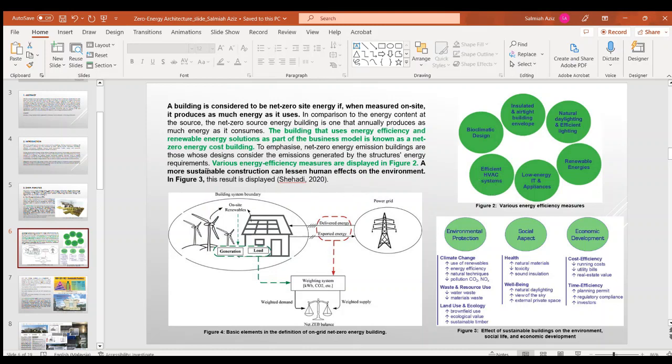A more sustainable construction can lessen human effects on the environment. In figure 3, so this is figure 3, this result is displayed.